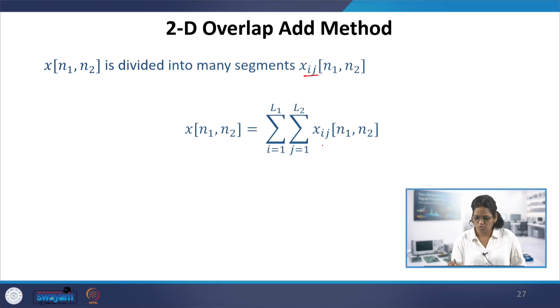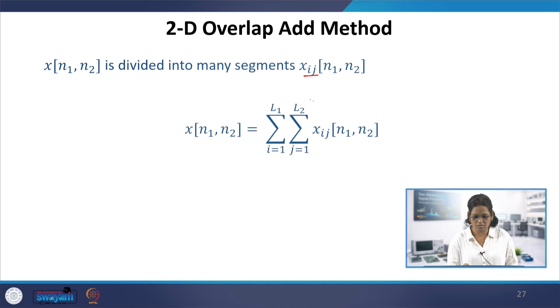That means you will have small squares, if N1 and N2 are equal. So you can have these L1 and L2 segments, x_ij, and x[n1,n2]. This is how x[n1,n2] is formed. If you add all the pieces of the two-dimensional sequence together, you would get back x.